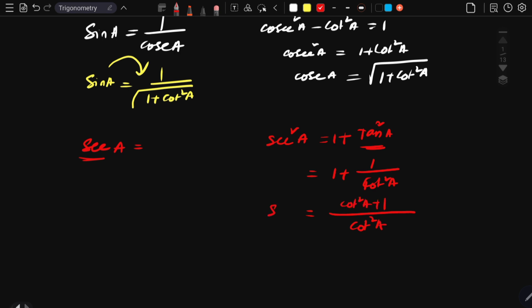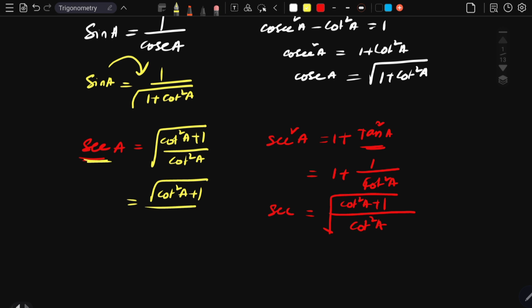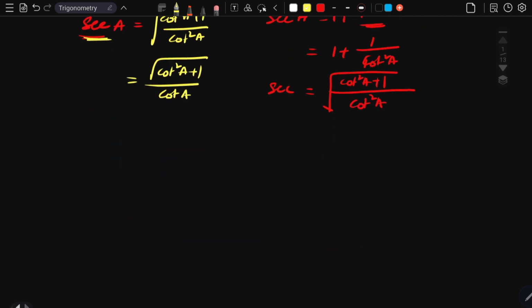We need only secant, so therefore it is a square root. Then secant A is equal to the square root of cot square A plus 1 divided by cot square A, entirely in root. So this can be simplified. Cot square A plus 1 in the numerator, and in the denominator the square is there, so it will come out as only cot A.